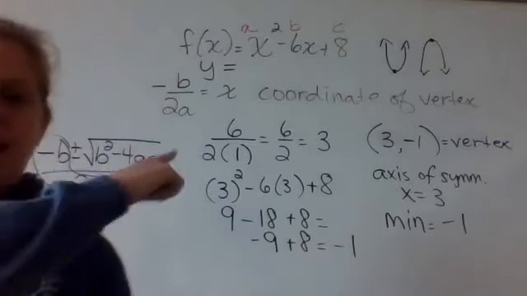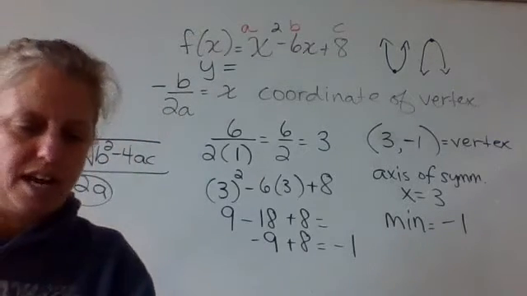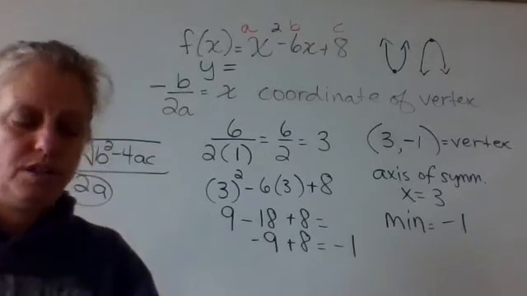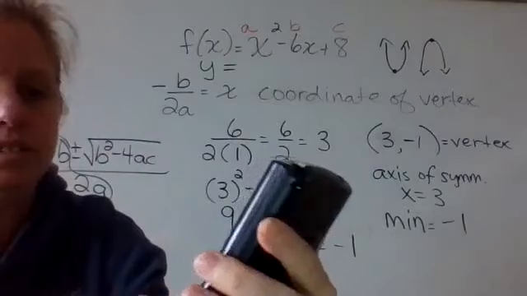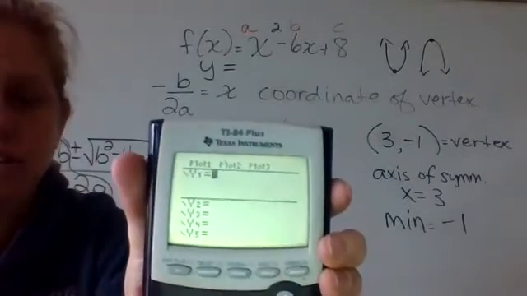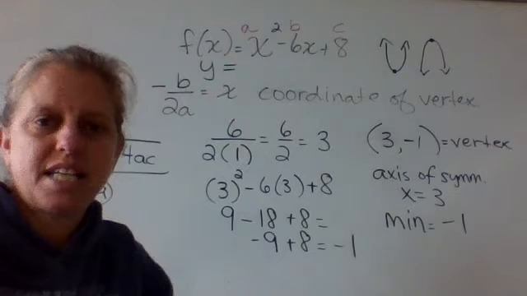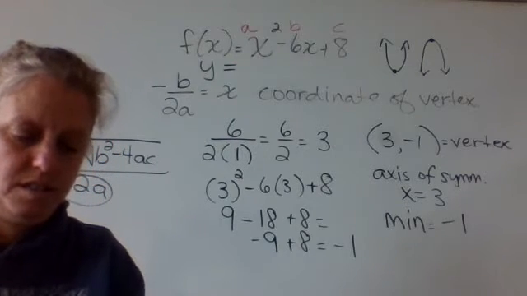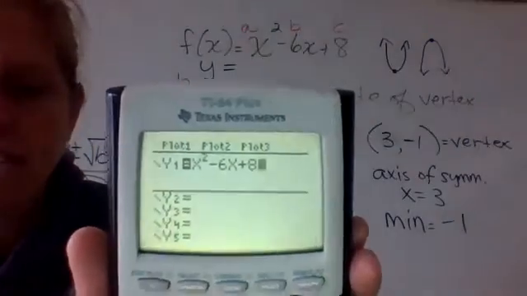So that's the written out way to find the vertex. Let's look at this in the calculator. Okay, we're going to go to our y equals and clear it out. And type in our function. So x squared minus 6x plus 8. So just type that into your calculator. Let's see what it looks like.